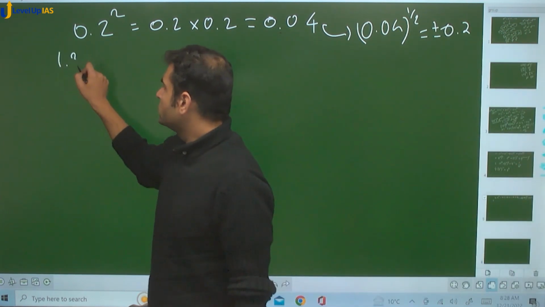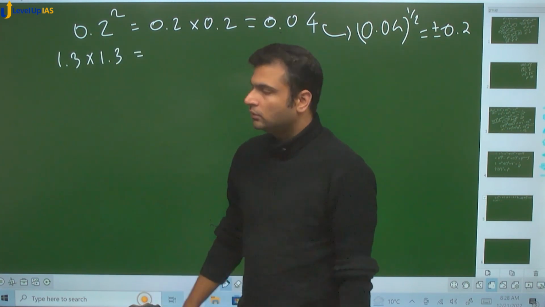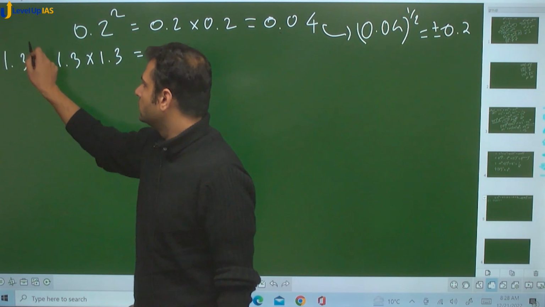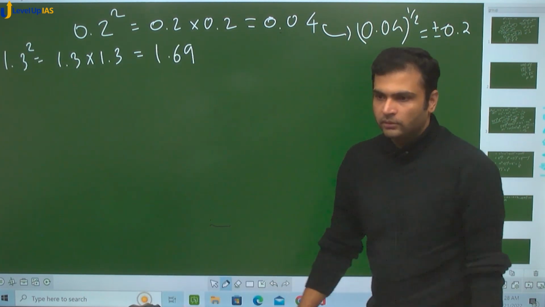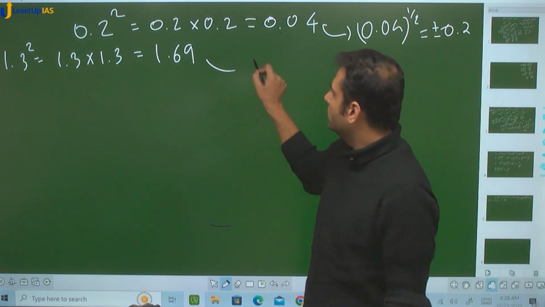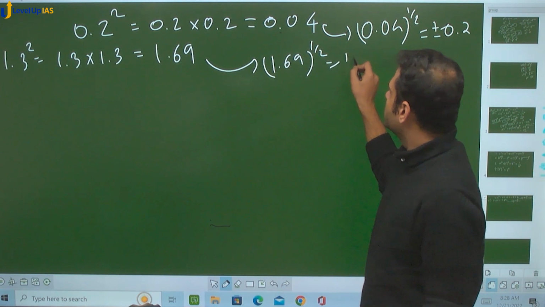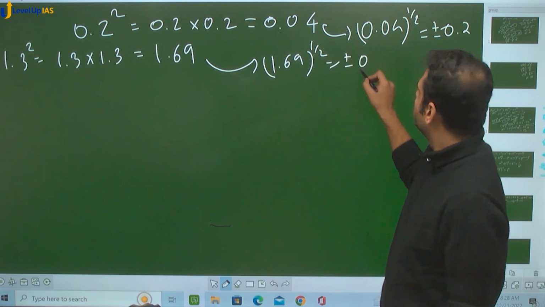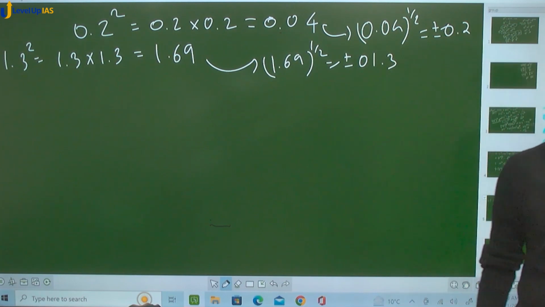Similarly, what is 1.3 into 1.3, or 1.3 square? 1.69. So 1.69 raised to 1 by 2 is plus minus 1.3, right?